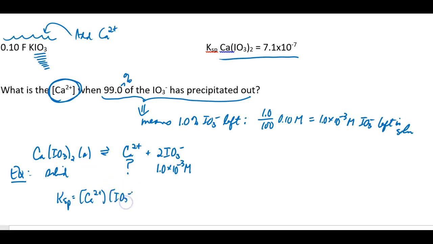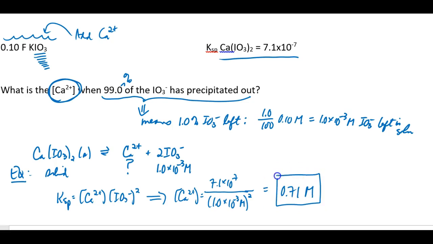times iodate squared, and calcium will be the Ksp, which is 7.1 times 10 to the negative 7th over iodate, 1% left, is 1.0 times 10 to the negative third molar, and don't forget to square it. The calcium ion concentration will be 0.71 molar when 99.0% of that iodate has precipitated out, and you'll still have this much iodate left in solution.